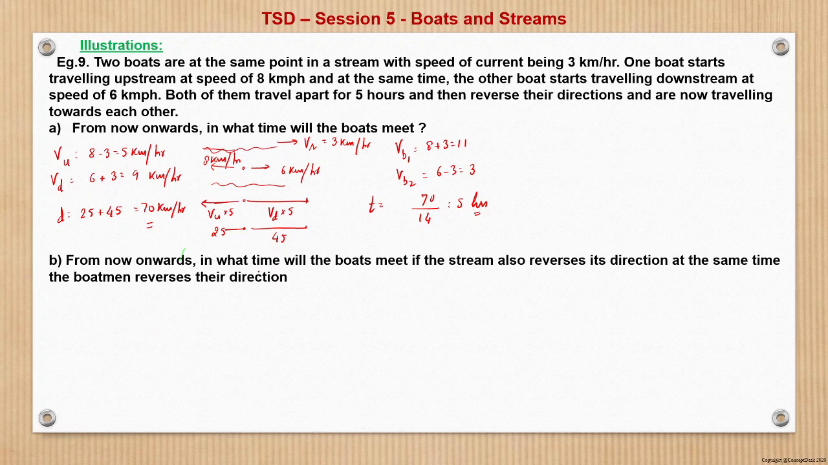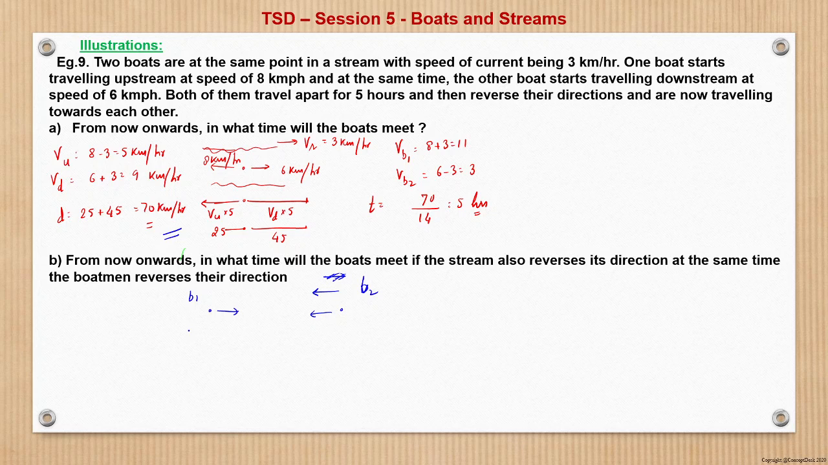From now onwards, in what time do the boats meet, if the stream also reverses its direction at the same time the boatmen reverse their direction? Up till this point it is fine. Now what happens? Suppose here is the first boat and here is the second boat, B1 and B2. At this point, B1 will reverse the direction and move towards this, and B2 will reverse the direction and move towards this direction. Earlier the river was flowing in this direction. However, the river also changed direction, and now the river starts flowing in this direction.